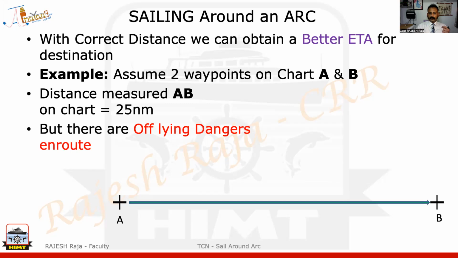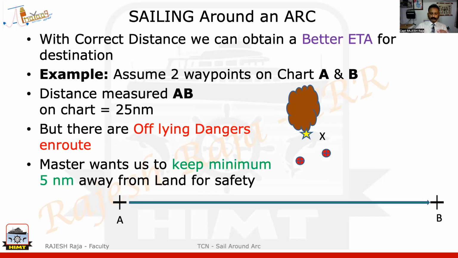But there were some offline dangers, and there was a land, let us say. So I had a land, and for a reference, I had a lighthouse X-ray also, but there were some offline dangers. So the master tells you that please don't keep anywhere close to 5 nautical miles with reference of the lighthouse X-ray, okay? Because there are some offline dangers. So he says that keep a minimum distance of 5 nautical miles.